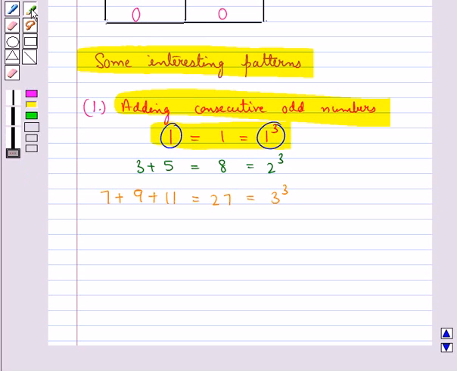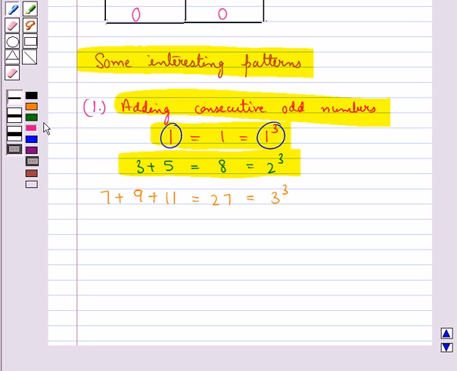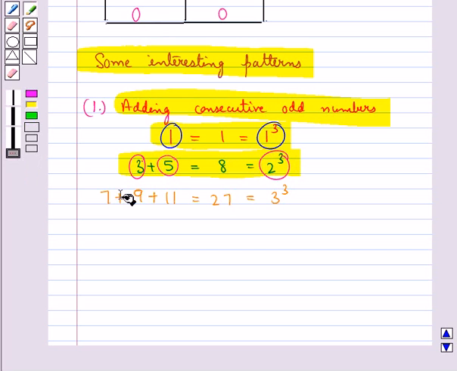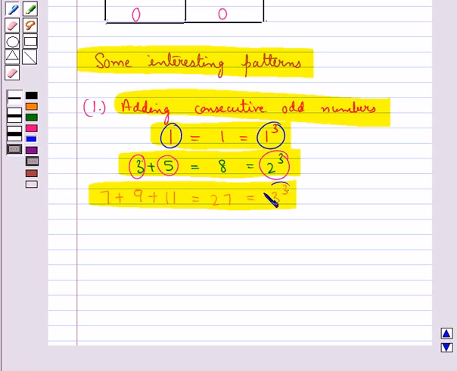Now observing the second line of this pattern, you see that to obtain the sum as 2 cube, we need two consecutive odd numbers, and that is 3 and 5, which is equal to 8, that is 2 cube. Then according to the next line of this pattern, we have that to obtain 3 cube as the sum, we have added 3 consecutive odd numbers, 7, 9 and 11, so as to get 27, which is 3 cube. And this pattern goes on in the same way.